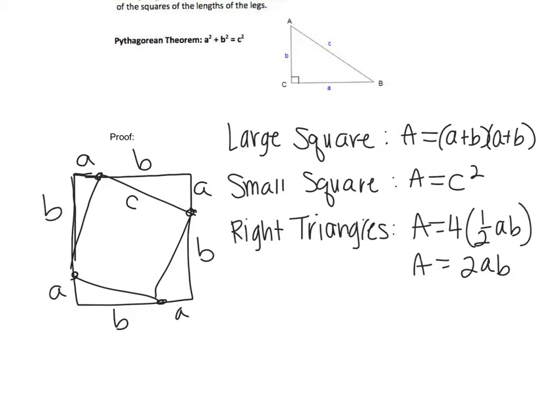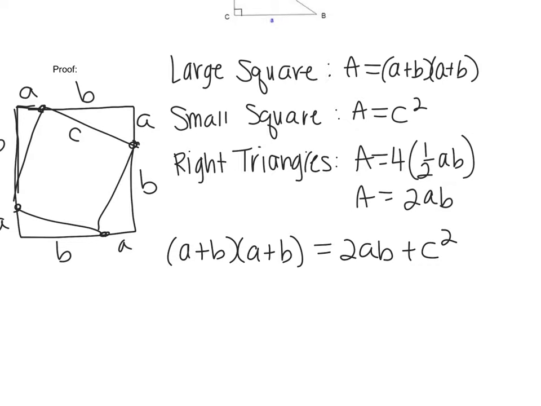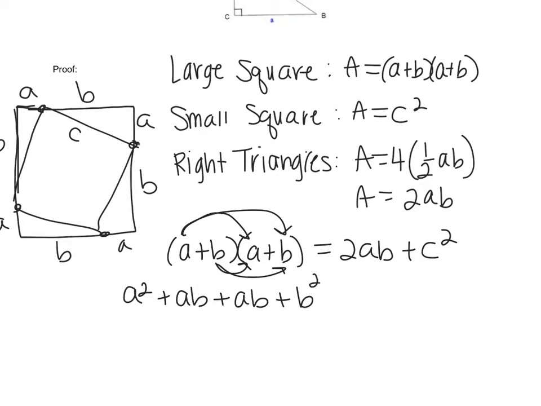So we know when we add the area of the small square with the area of our right triangles, we should get the area of our entire square. So that gives me that a plus b times a plus b has to equal 2ab plus c squared. Now we're just going to distribute. So we do a times a to give us a squared. Then we do a times b, and it gives us ab. B times a, which is also ab. And b times b, which is b squared. Still equal to 2ab plus c squared.